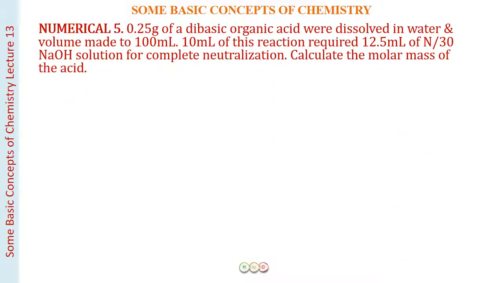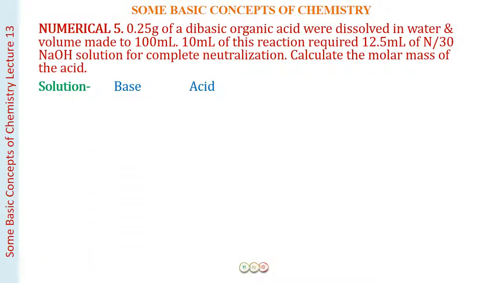So one more interesting question for you. We have 0.25 gram of a dibasic organic acid dissolved in water, volume made up to 100 ml. And then from this solution, we are taking 10 ml. And this requires 12.5 ml of N by 30 NaOH solution for complete neutralization. We have to calculate the molar mass of the acid.